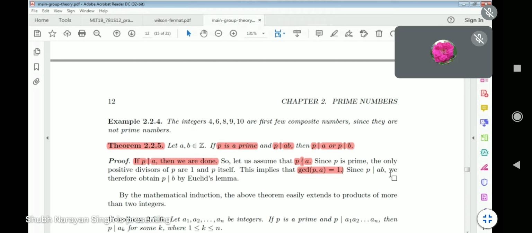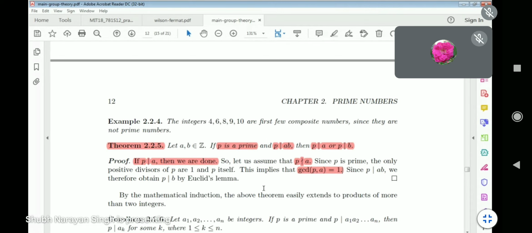Then we obtain P divides B because GCD of P and A is equal to 1. So we use the Euclid lemma, which we have just discussed. Euclid's lemma says that if a number A divides BC and GCD of A and B equals 1, then A must divide C. Here GCD of P and A equals 1 and P divides the product AB, so by Euclid's lemma we can conclude that P divides B.